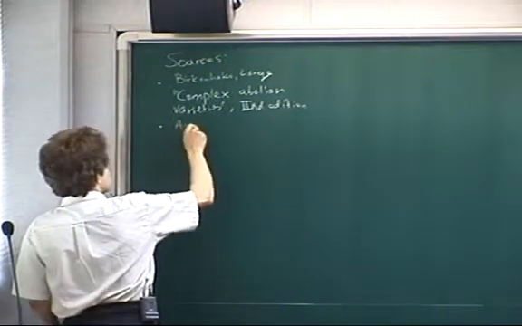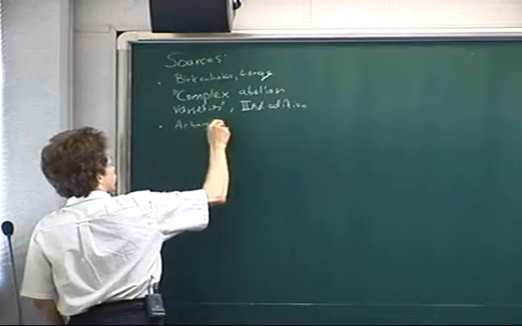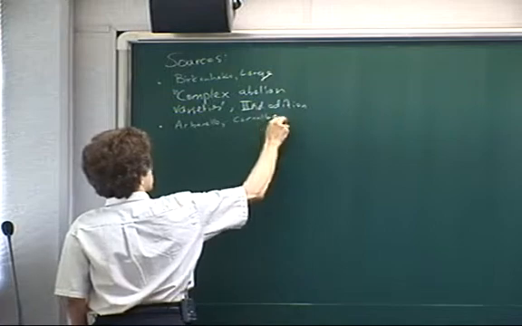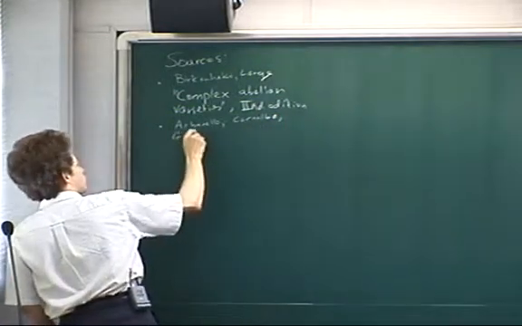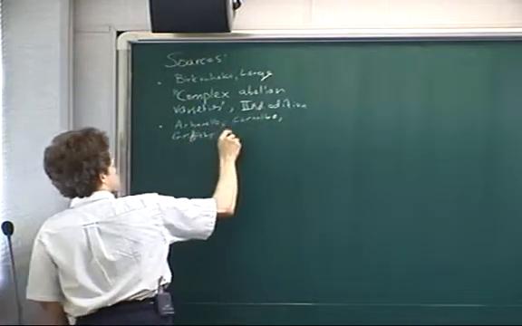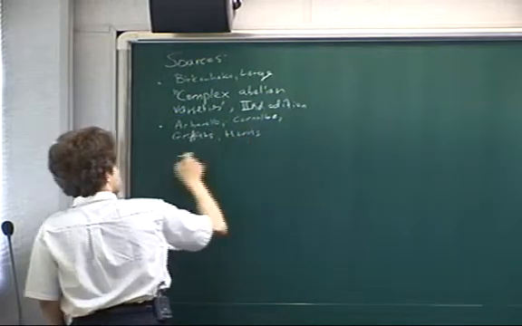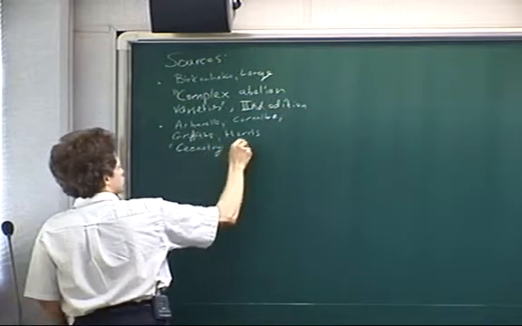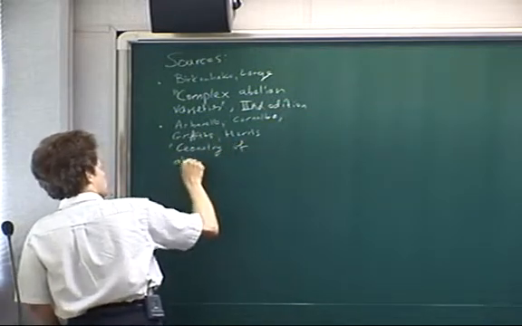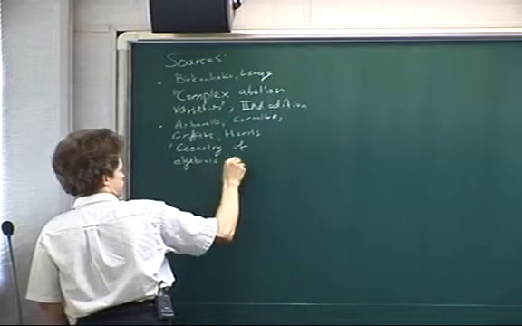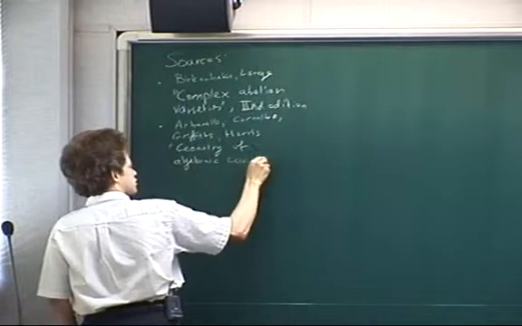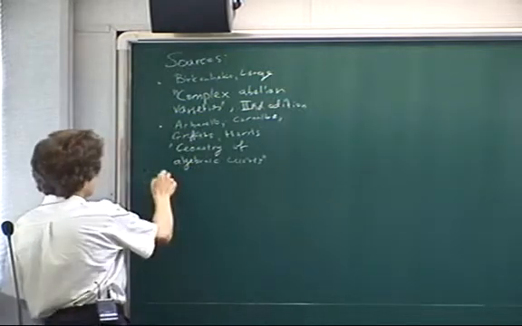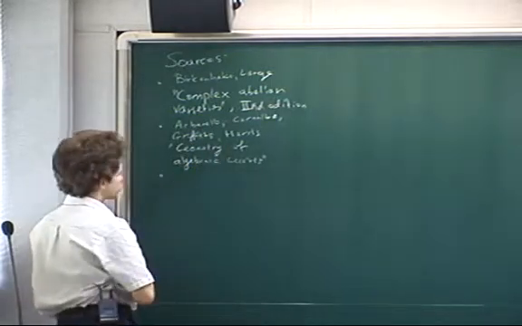There is also a book of Arbarello, Cornalba, Griffiths, and Harris, which is called Geometry of Algebraic Curves. This, in the first 20 pages, essentially gives a very brief introduction to the Riemann theta singularity theorem and has much more information about curves.